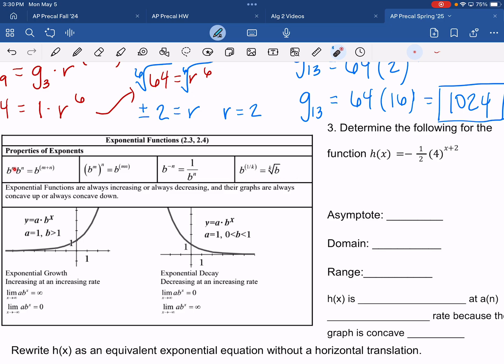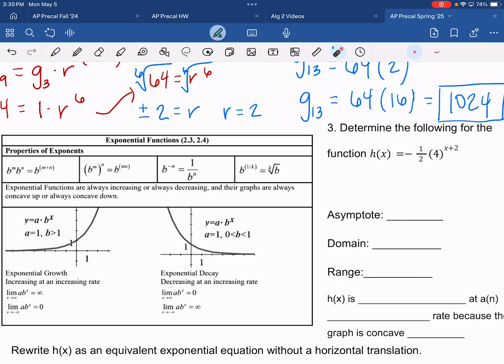If the base is the same and we're multiplying those two terms, the exponents add. If that base is raised to a power and then another power, power to a power, those exponents multiply. If we have a negative exponent, then we could rewrite it as the reciprocal of what we started with. And then if we have our base to the fractional exponent, we did this in the warm-up, it's the same as the radical that corresponds.